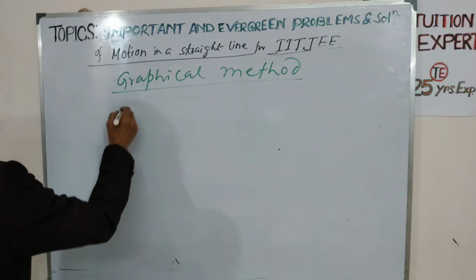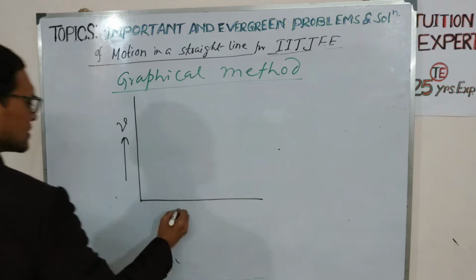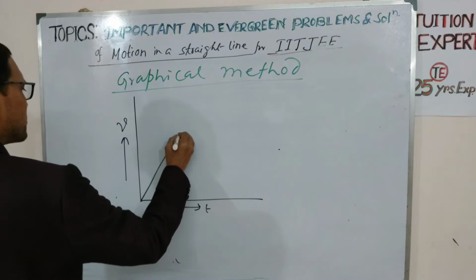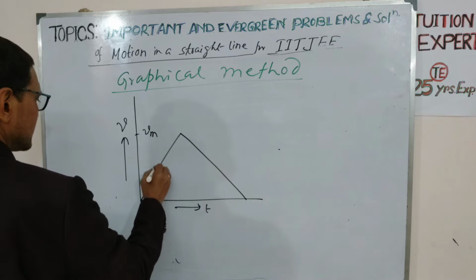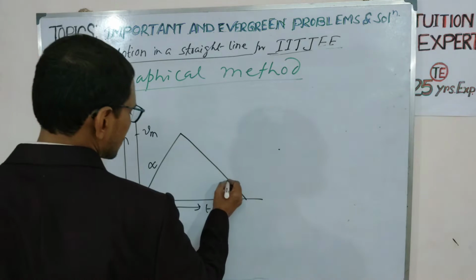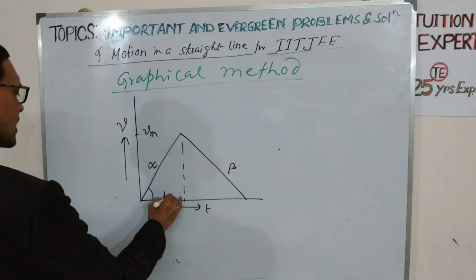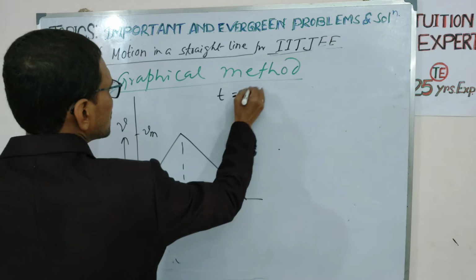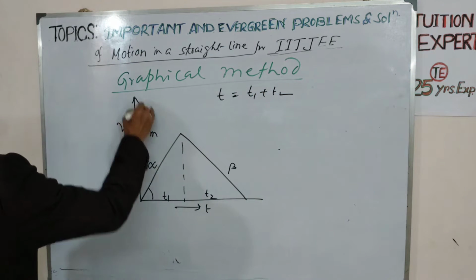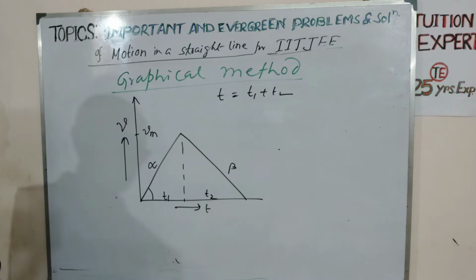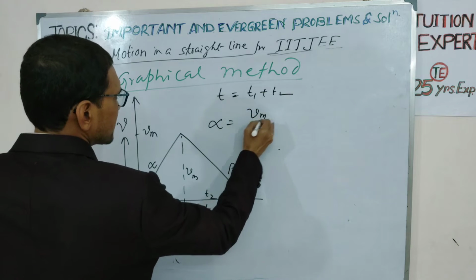First draw the velocity-time graph of the motion of the train. If this is velocity-time, the graph will be this. Now this is the maximum velocity, and this slope is alpha and this slope is beta. If this time taken is t1 and this is t2, total time t equal to t1 plus t2 is given. Now how will we get the Vm? From the figure we get that this is Vm, so alpha equal to Vm by t1.